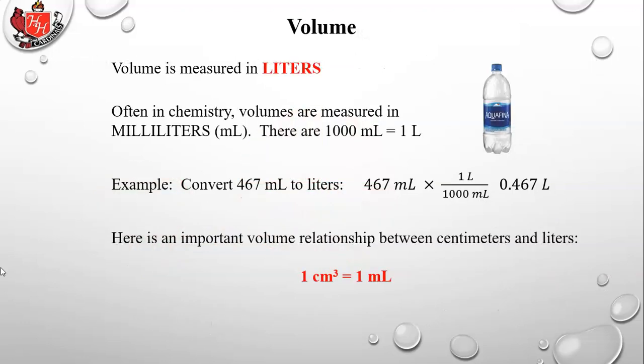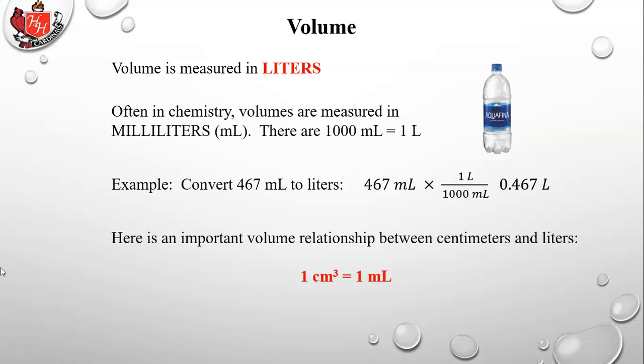Volume is measured in liters. You all know what a liter is. You've bought liter bottles of water or 2-liter bottles of soda. Often in chemistry, volumes are measured in milliliters, and 1,000 milliliters equals 1 liter. Again, go back to your units conversions way back about lesson 2 or 3 or 4, where it has all of these conversions between milli and micro and so forth. But this one is really the only one you're going to come across for volume in chemistry.